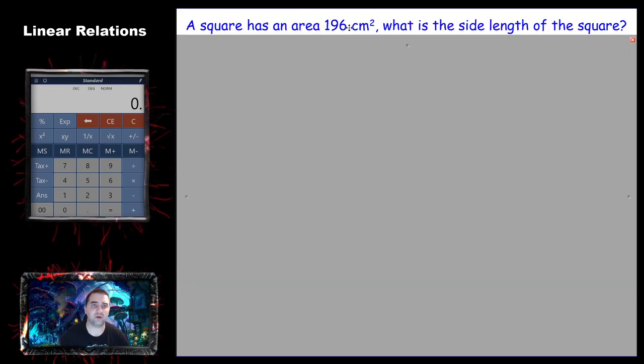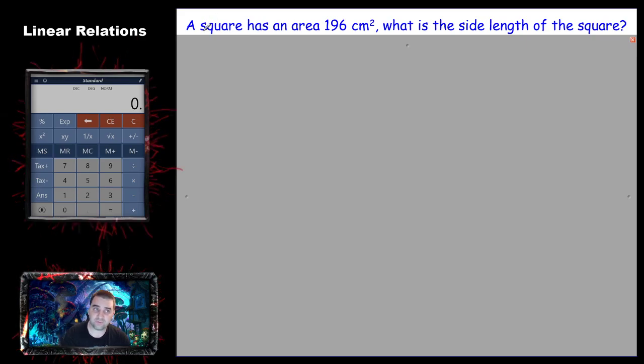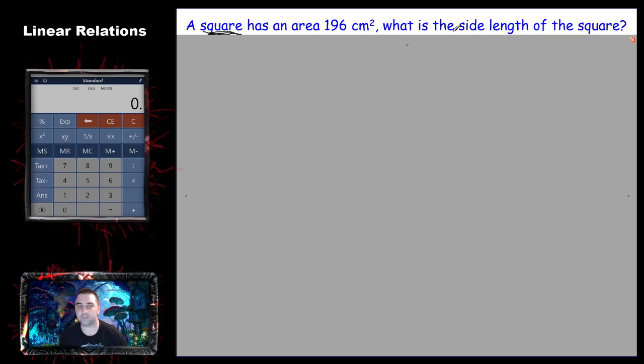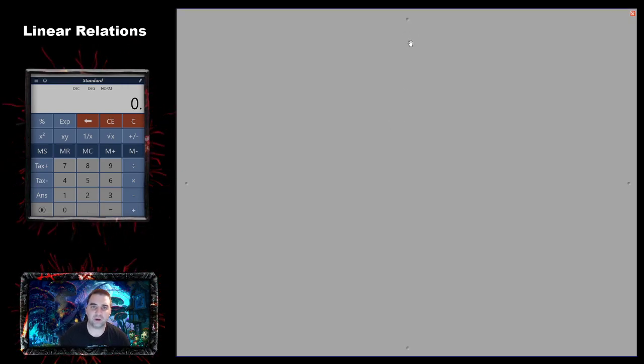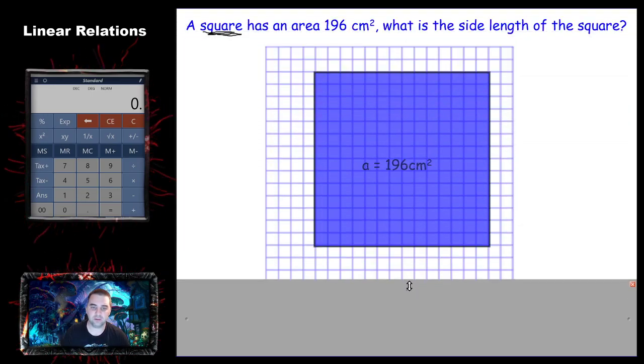A square has an area of 196 centimeters squared, so that means if I had a square here, the interior would be 196 blocks, and we're trying to find out what the length of the sides could be. The other important information is it's a square, and because it's a square, I know that both of these sides are equal. So it's going to be something times another of that something. 196. What can I multiply by itself to get 196? It turns out to be, I don't know.